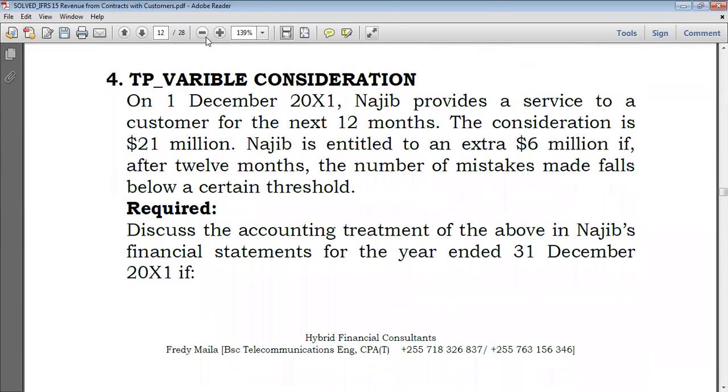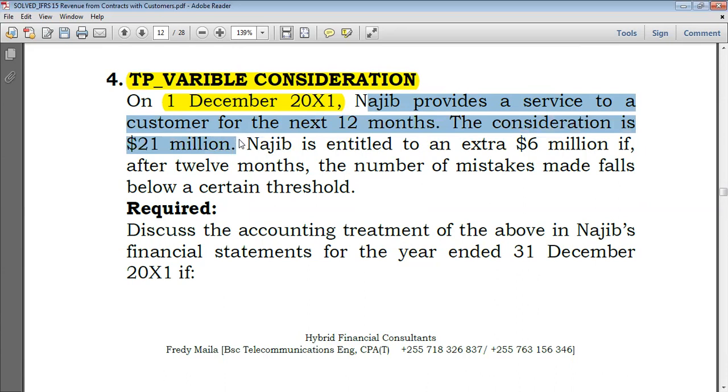Variable consideration. Transaction price is a variable consideration. The question says, on 1st December 20x1, Najib provides a service to a customer for the next 12 months. And the consideration is 21 million. So the full consideration for 12 months runs from 1st December to 30th November of the year 20x2, the next year.